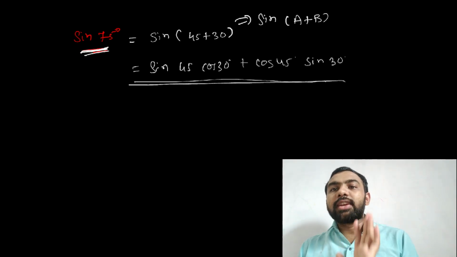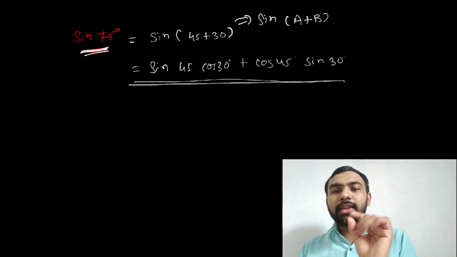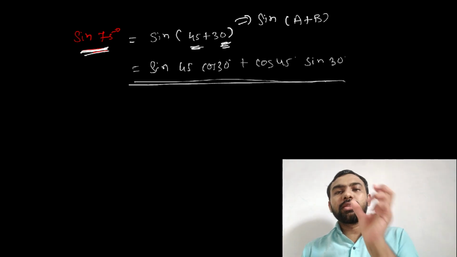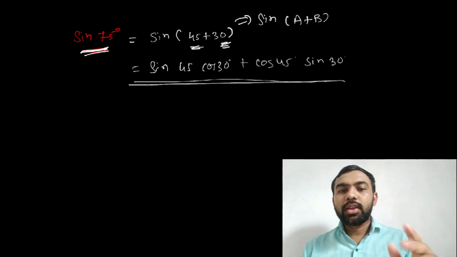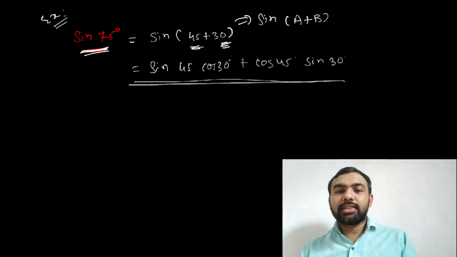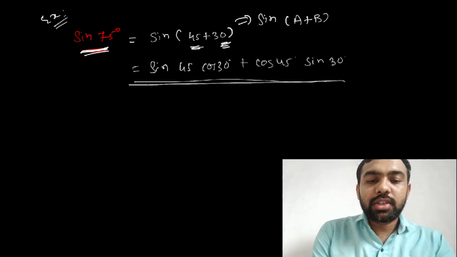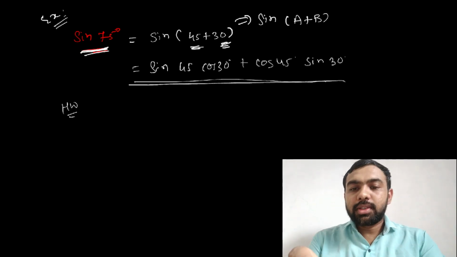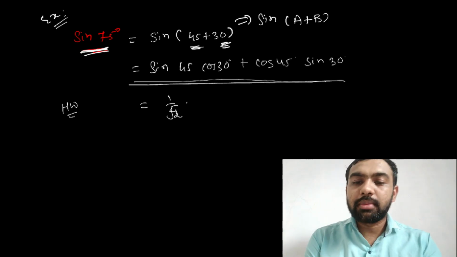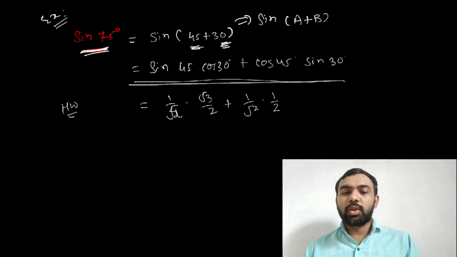Here A and B represent the angles. In this equation, A and B represent angles like 45 and 30. You are just using the relation. Okay, so note down this additional example for practice. Some examples you should try as homework. Just put in all the values. What is sin 45? 1 upon root 2. Cos 30 is equal to root 3 by 2, plus cos 45 is 1 upon root 2. Sin 30 is 1 upon 2. Now you just solve this problem.